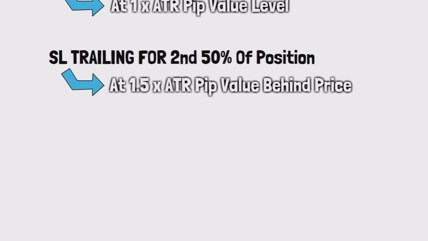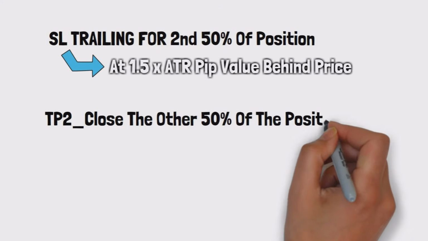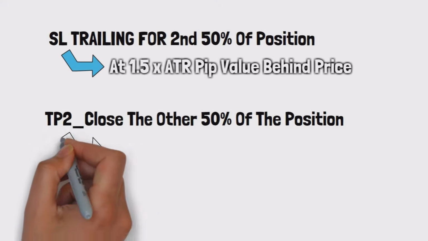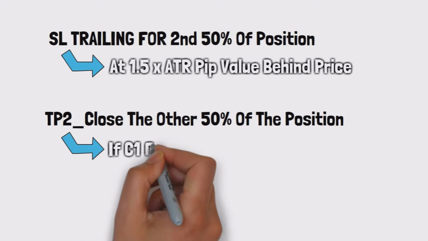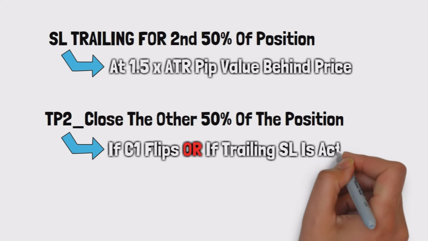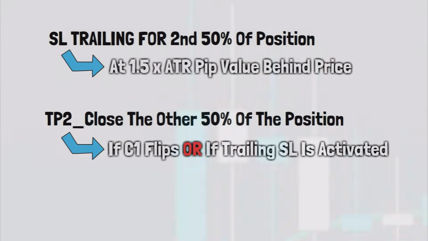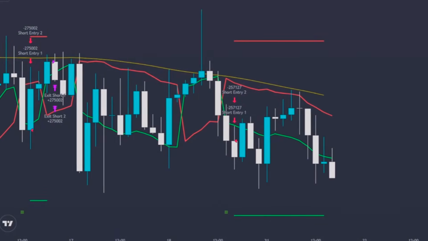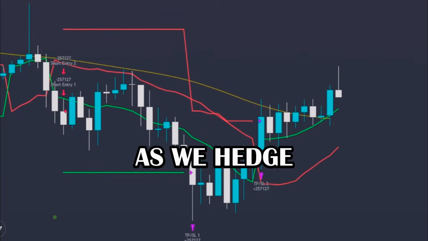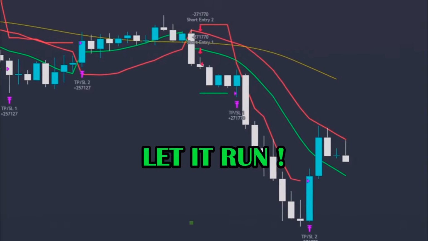And for now, the second half of the trade will only be closed if our confirmation indicator gives a signal in the opposite direction of our trade, or if the trailing stop loss is activated. This is one of the best ways to take profits, as we hedged our trade early and then let it run.